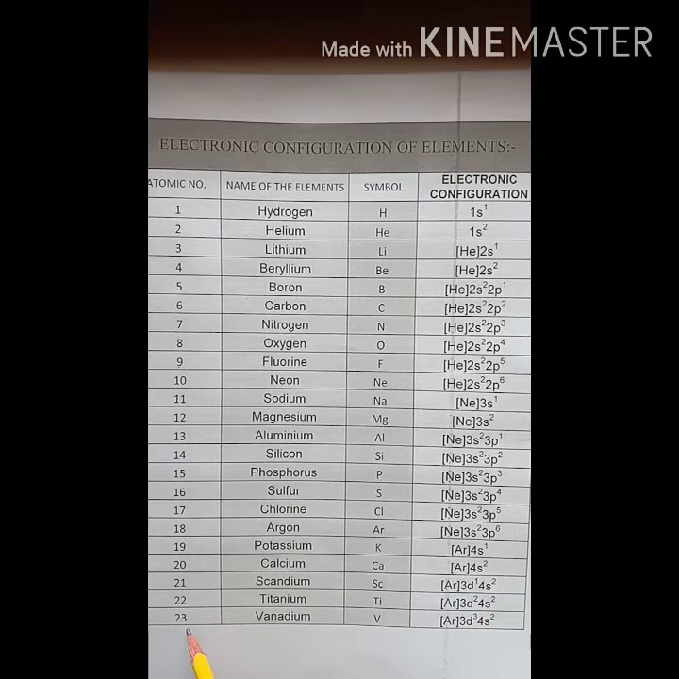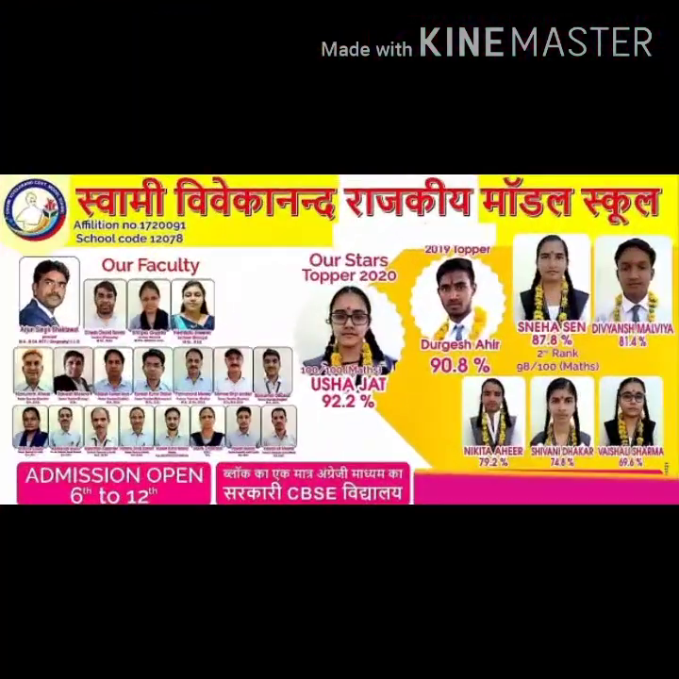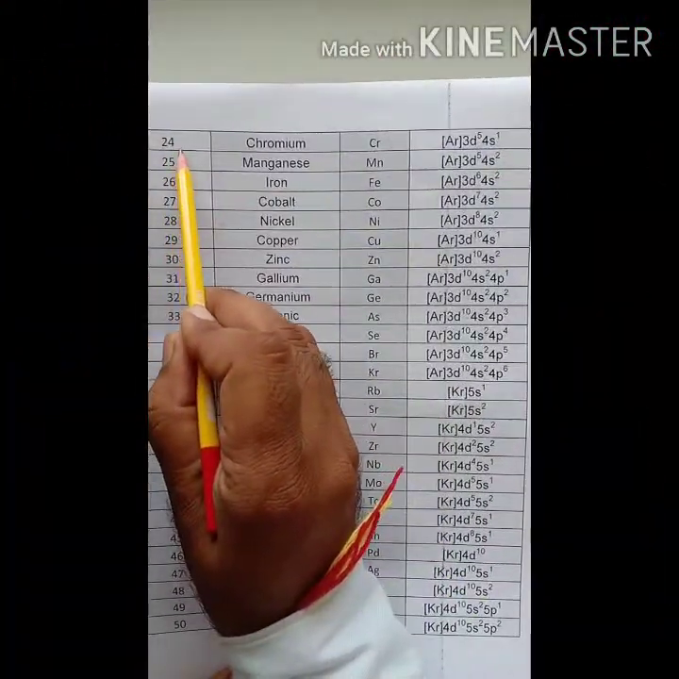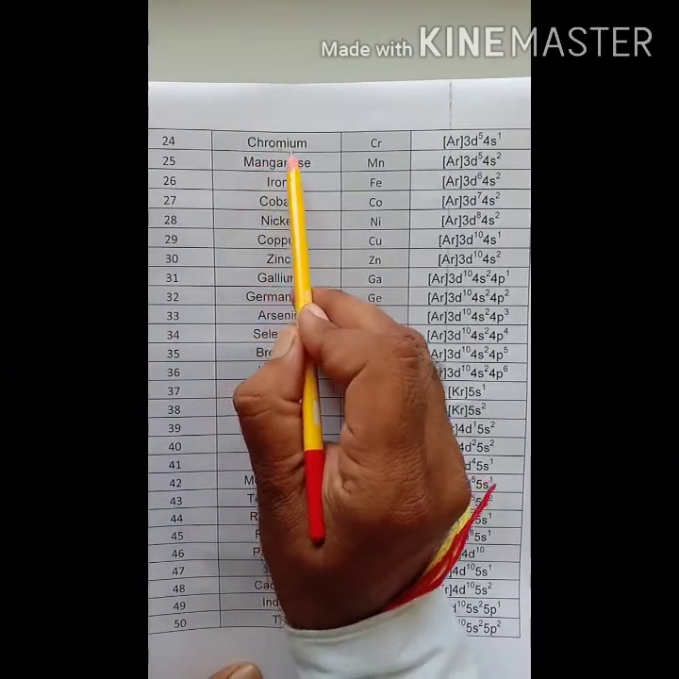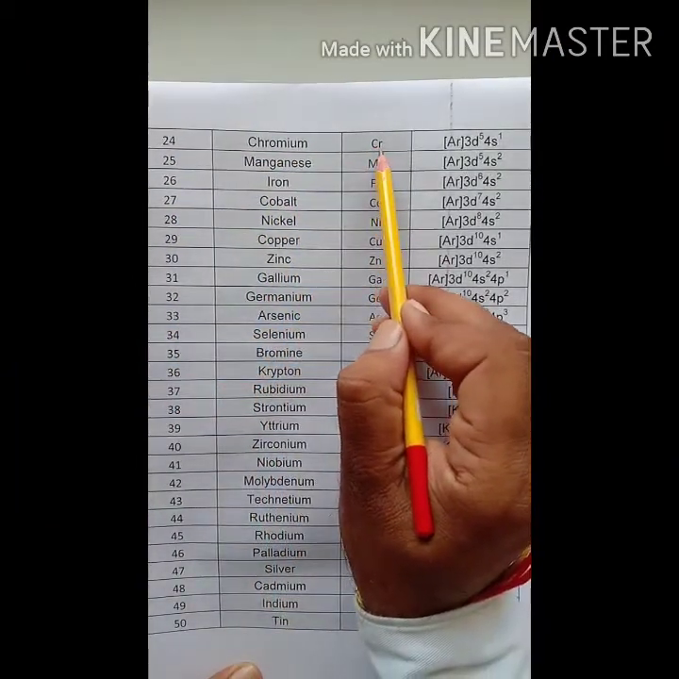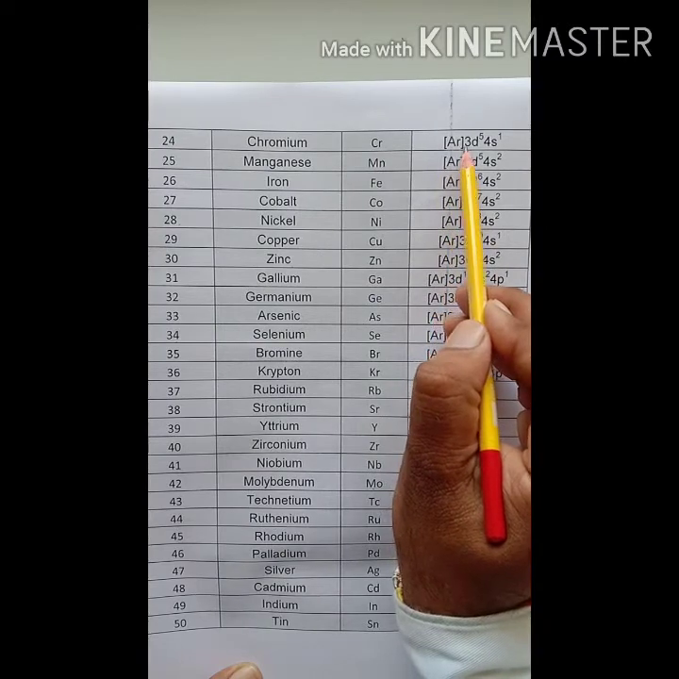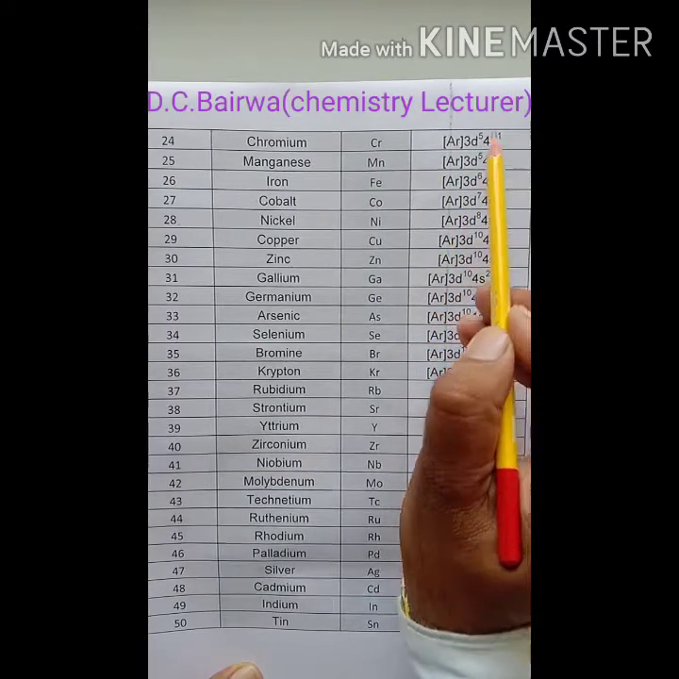The next atomic number is 23. The name of the element is vanadium. Symbol is V. Electronic configuration is [Ar] 3d3 4s2. The next atomic number is 24. The name of the element is chromium. Symbol is Cr. Electronic configuration is [Ar] 3d5 4s1.